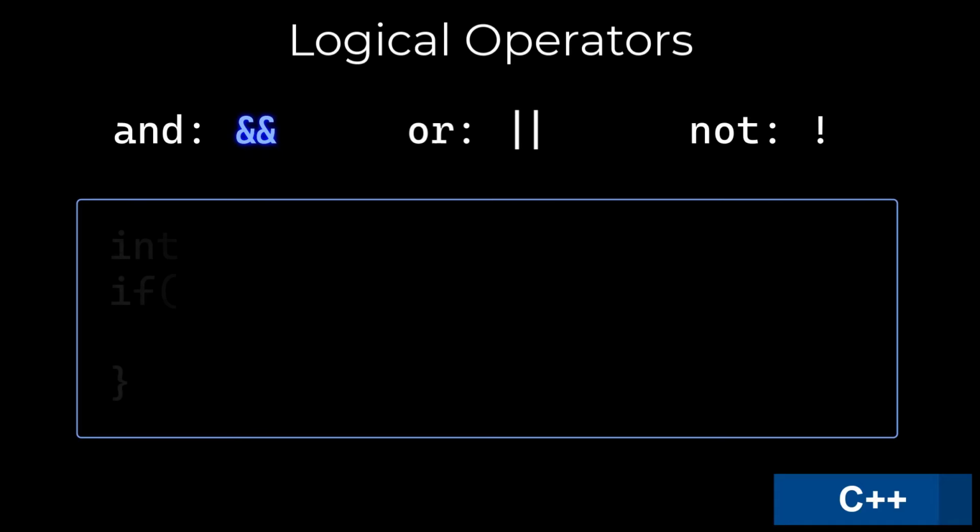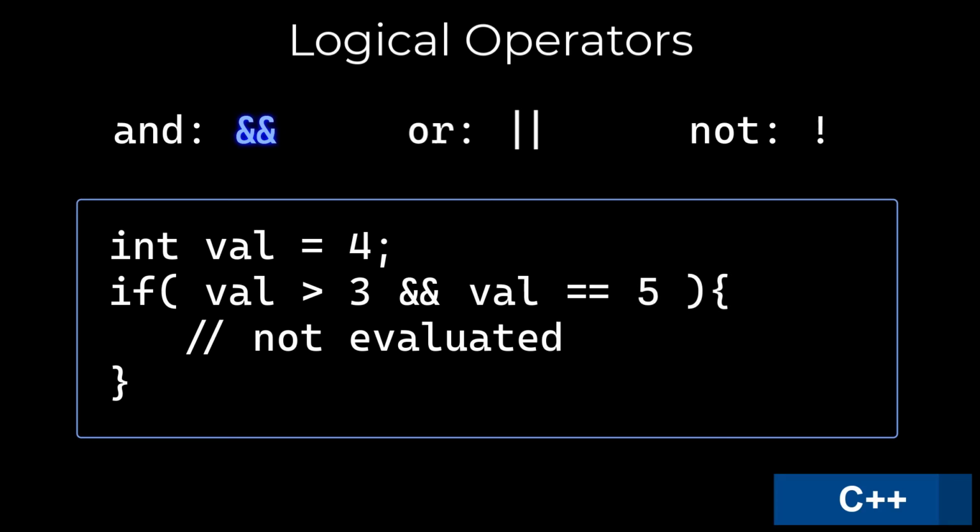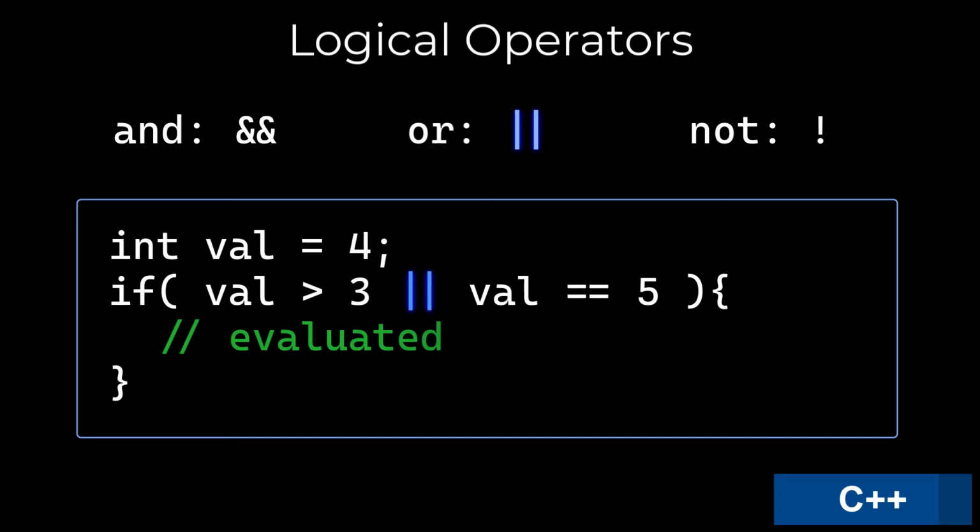Let's look at an example. This example will not be executed because even though val is greater than 3, it is not equal to 5. The OR operator evaluates true if either expression is true. If we use an OR instead of an AND in the example, the expression will be executed because the first condition is true.